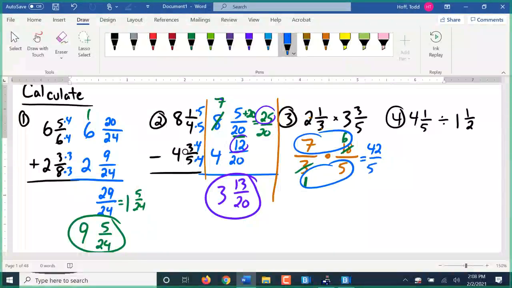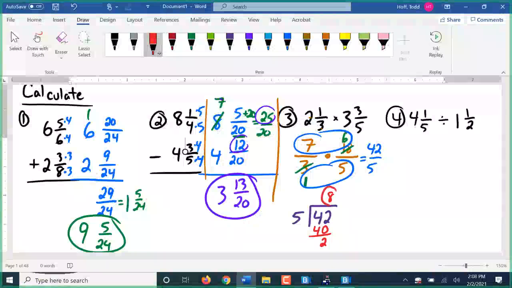Now, 42/5 has to be reduced into a mixed number. 42 divided by 5. Well, 5 goes into 42 8 times. 8 times 5 is 40. We subtract, there's 2 left over. So remember, this is the whole number, that's 8, and then this is the numerator of our new fraction, 2, and the denominator stays fifths. 8 and 2/5.